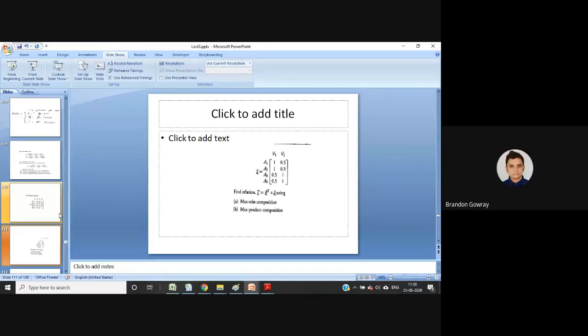Sir, could you solve this sum and show us, please, if possible? Yeah, so I'll just write.